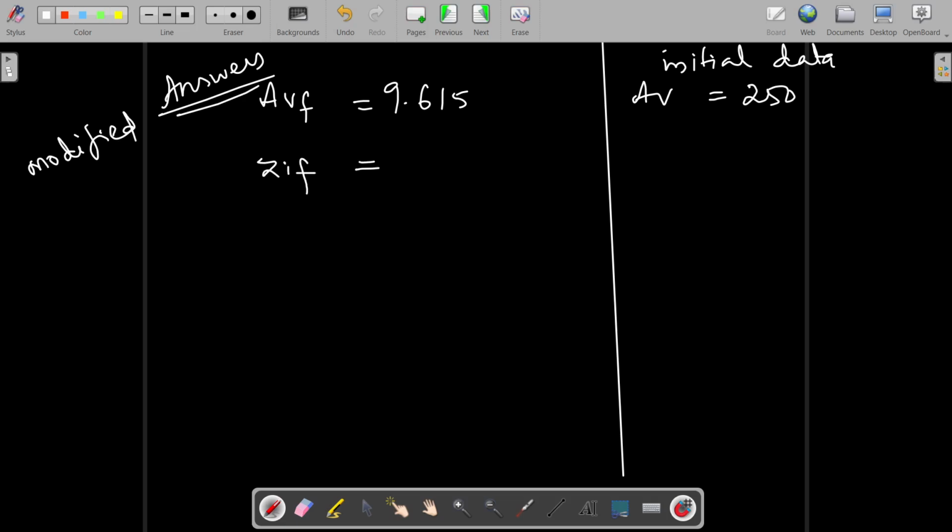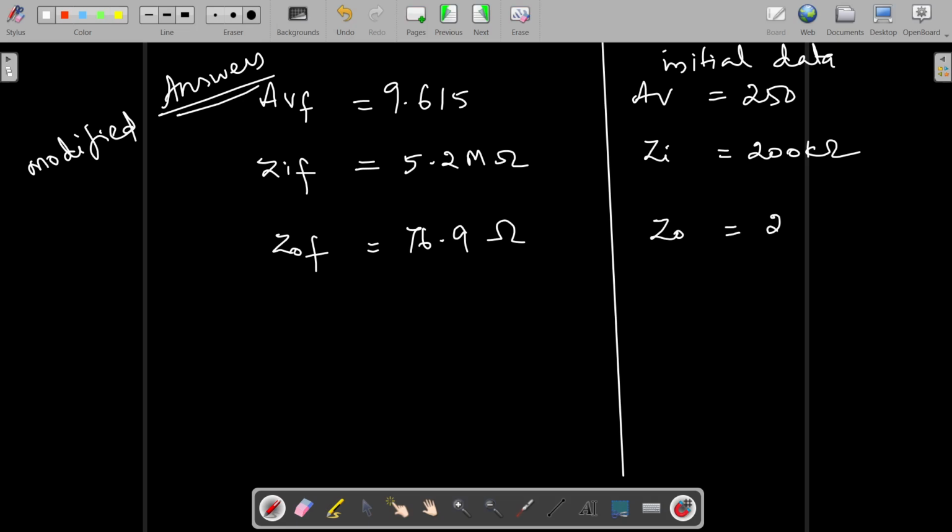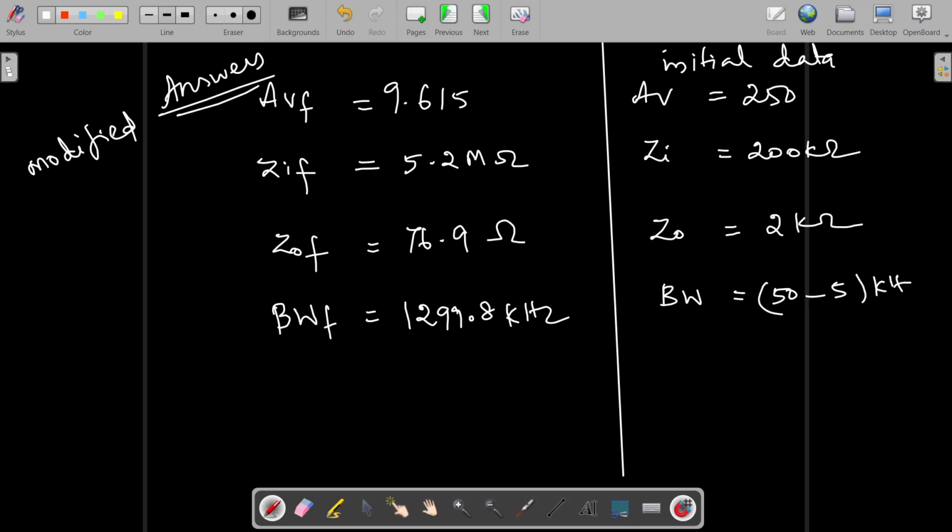ZIF we got as 5.2 mega ohms. Initially this ZI is given in our problem as 200 kilo ohms. Then Z naught F we determined as 76.923 ohms. Z naught initially we had as 2 kilo ohms, so it decreases. Then the bandwidth with feedback we got as 1299.8 kilohertz. The initial bandwidth we haven't calculated; we can calculate it as 50 kilohertz minus 5 kilohertz, which is 45 kilohertz. Now it increased to approximately 1300.